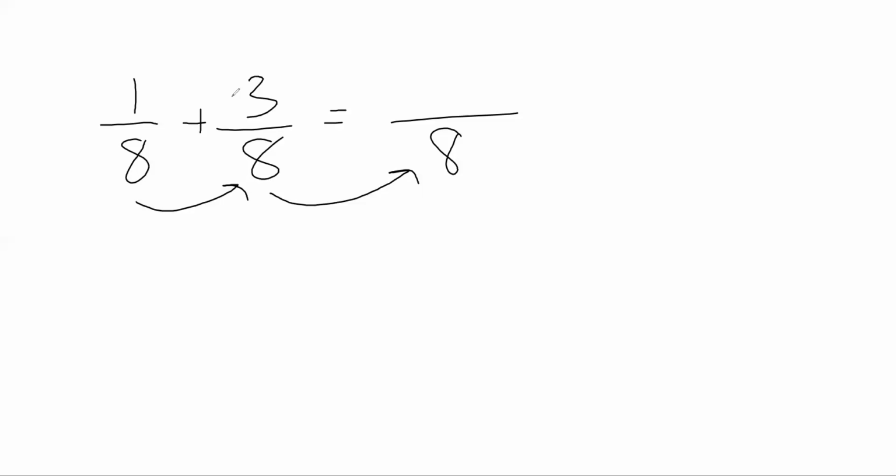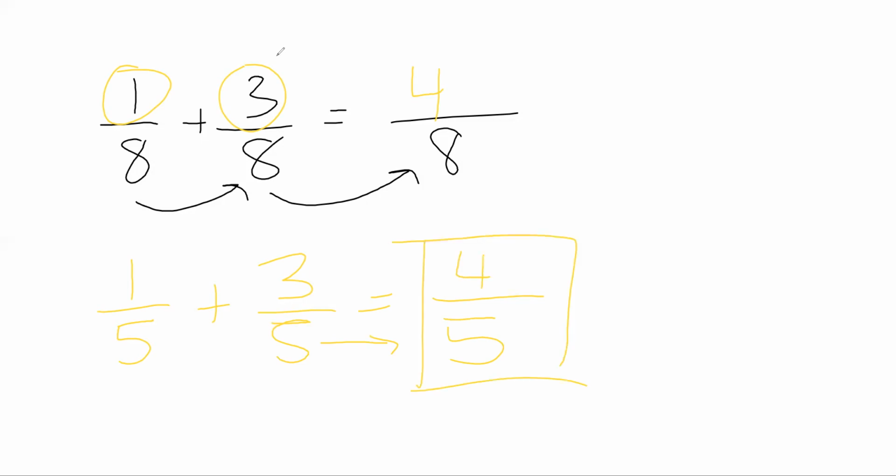What does change is the amount I have. If I first had 1 out of 8 pieces, and then I had 3 out of 8 pieces, now I just add the numerators, I have 4 out of 8 pieces. This has been what we talked about in previous videos. So when my denominators are the same, all I gotta do is keep my denominator the same, slide it on over, and just add my numerators, and I have an answer.